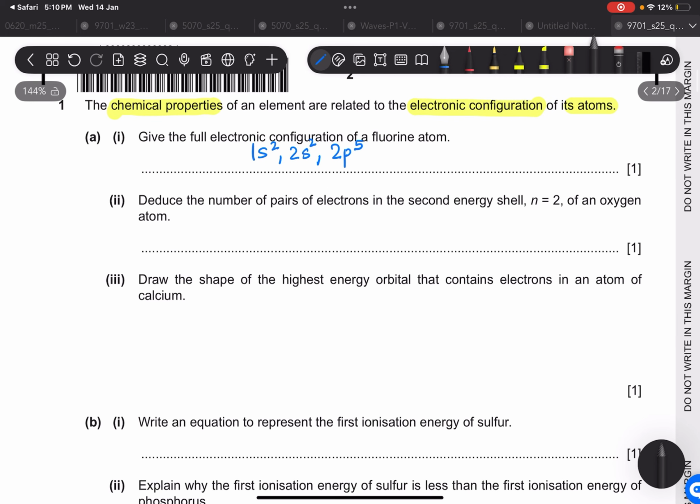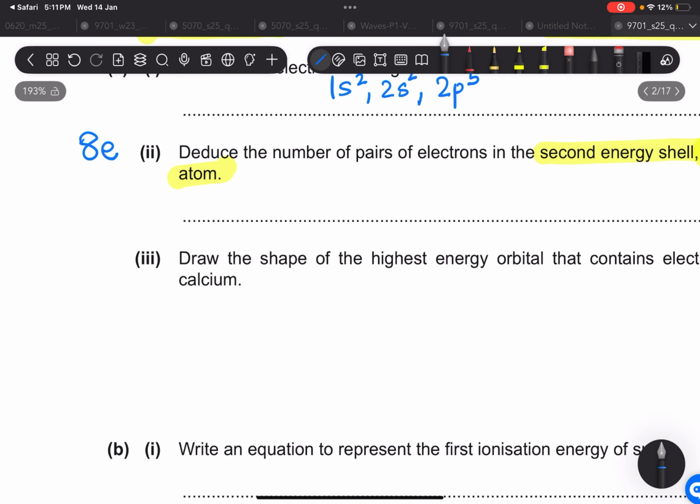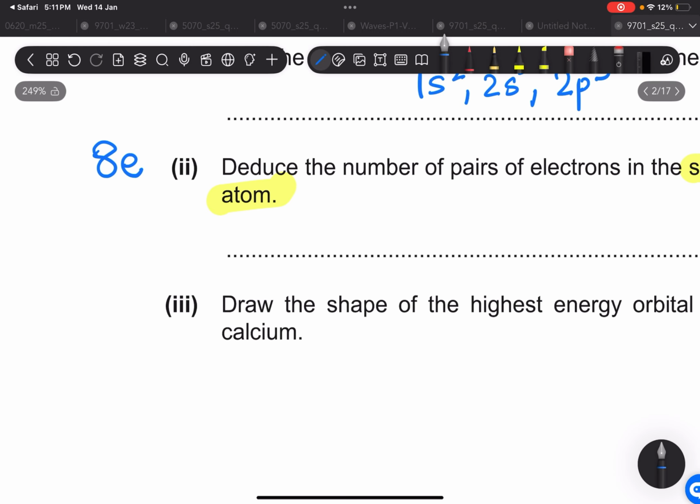Next, deduce the number of pairs of electrons in the second energy shell of an oxygen atom. Okay. The first thing you need to realize is how many electrons oxygen has. Oxygen has 8 electrons. If it has 8 electrons, what's going to be the electronic configuration of oxygen? Oxygen is going to be 1s2, 2s2 and 2p4.